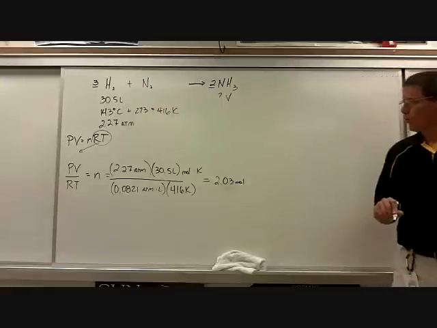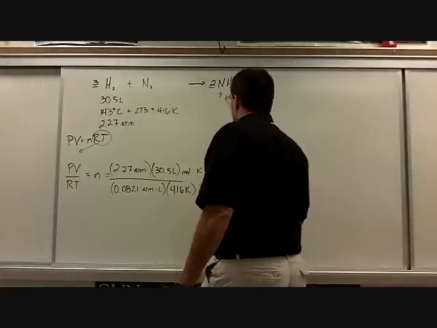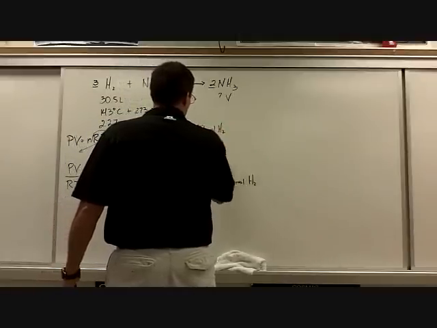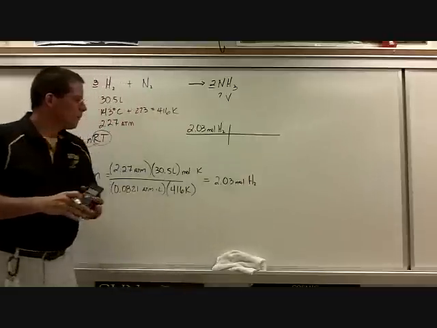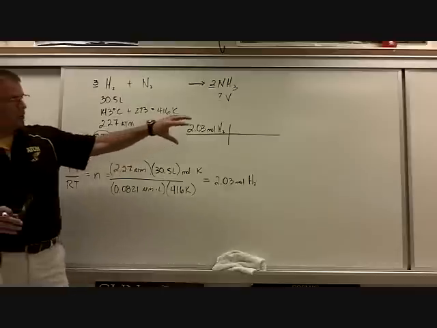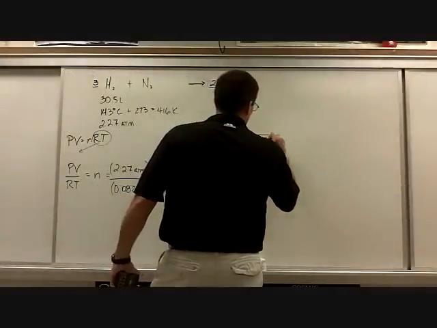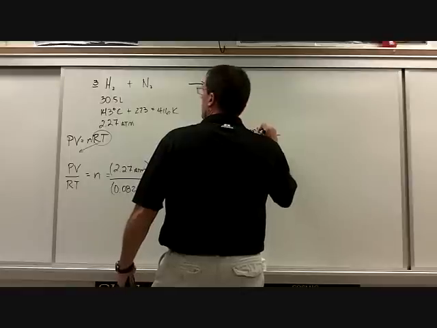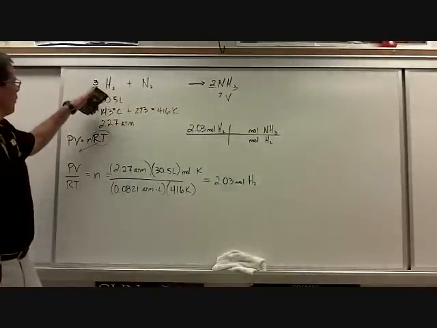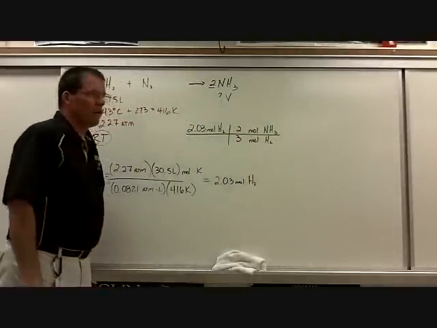Alright, so we have 2.03 moles of hydrogen. Okay, so let's put it here. So step 1, write a balanced equation. Step 2, change what was given into moles. Step 3, we need to use mole ratio. So we'll have moles of hydrogen on the bottom, moles of ammonia on top. And it looks like a 3 for the hydrogen and a 2 for the ammonia.